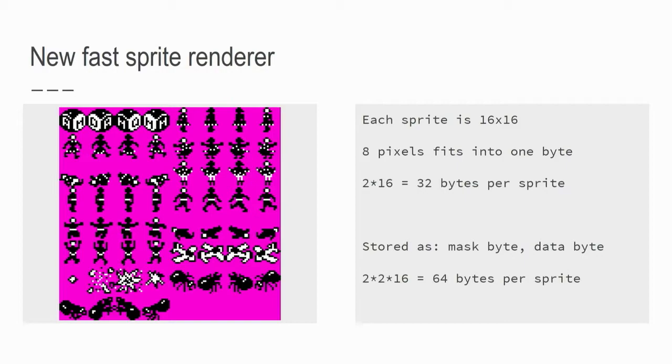So each sprite is 16 by 16. 8 pixels fits into a single byte, so you have 2 bytes per line, and 16 lines down gives you 32 bytes per sprite. But these are masked sprites, so the first byte is the mask, and the second byte is the actual data, so you double that. You're talking 64 bytes per sprite. So when you're drawing a sprite, you're copying 64 bytes of data around, merging it with the screen.